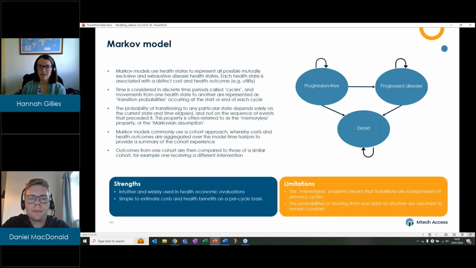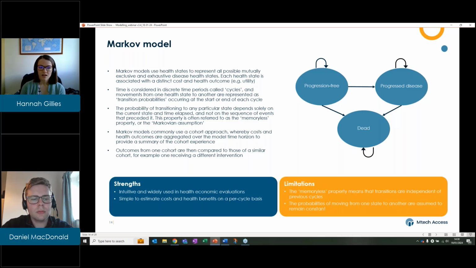They do typically use a cohort approach, where the costs and health outcomes are aggregated over the model time horizon to provide a summary of the cohort experience, and then the outcomes of this are compared to those of another cohort receiving a different intervention to make that comparison. But as I mentioned, it is possible to run one patient's data through the model at a time to achieve a patient level approach as well.